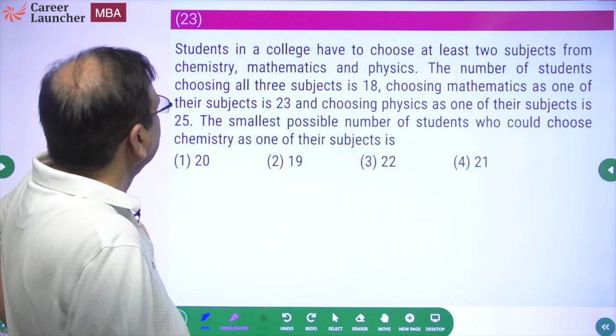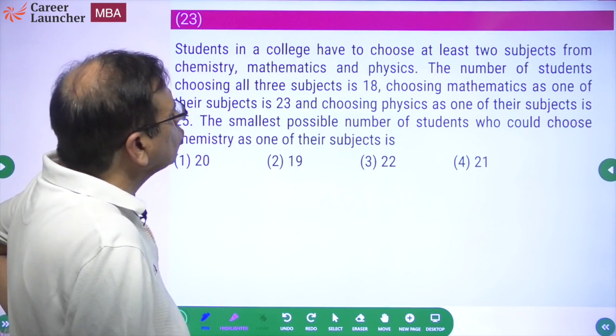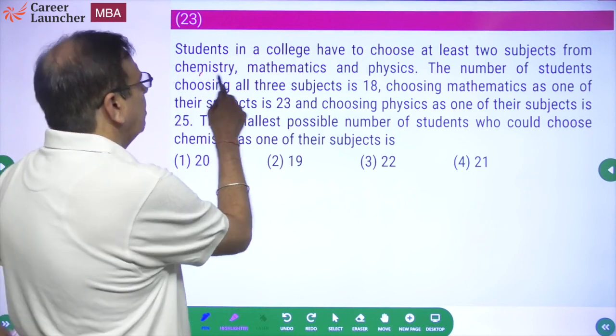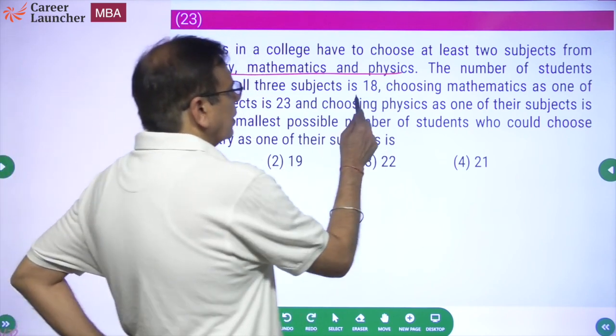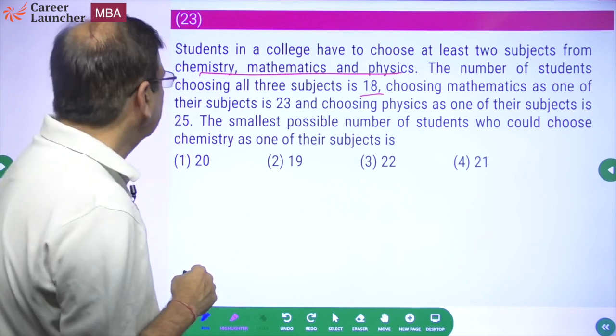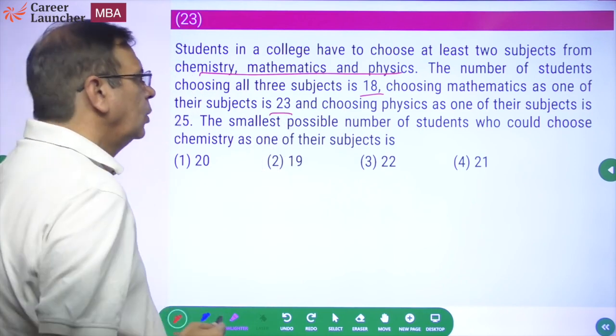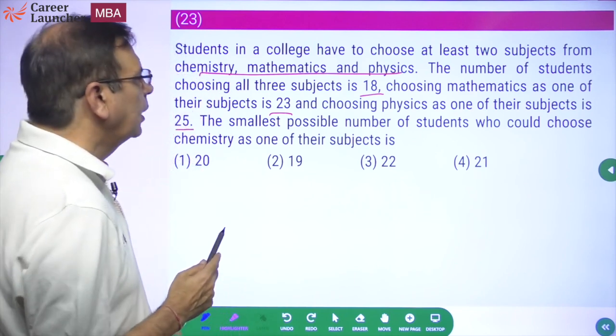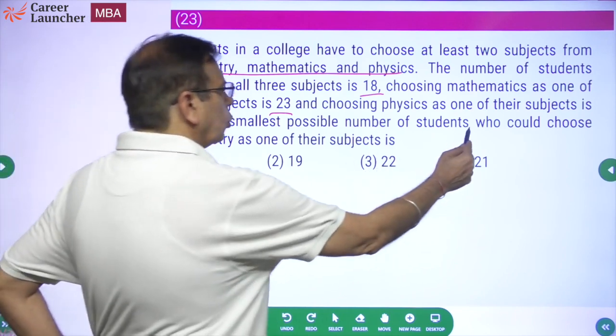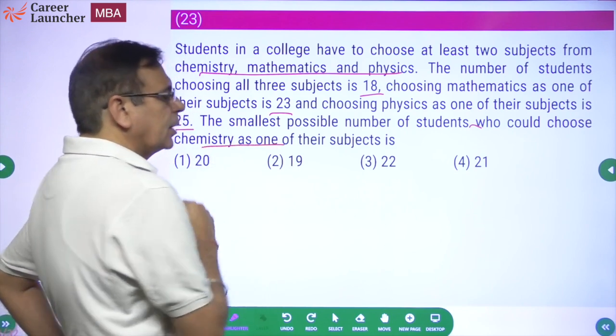Oof, long story. Students in a college have to choose at least 2 subjects from chemistry, maths and physics. Number of students choosing all 3 subjects is 18. Choosing mathematics as one of the subjects is 23. Choosing physics as one of the subjects is 25. Smallest possible number of students who could choose chemistry as one of the subjects is how many?